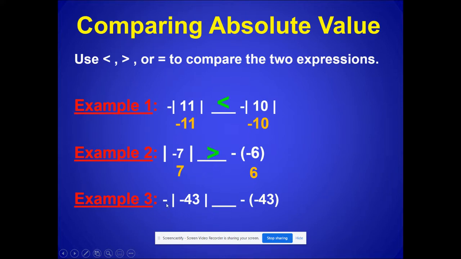Number 3, the opposite of the absolute value of -43 would be -43. The opposite of -43 is a +43. When you compare these two, -43 is less than +43. You can see how writing in these values is going to help you so you don't get confused.